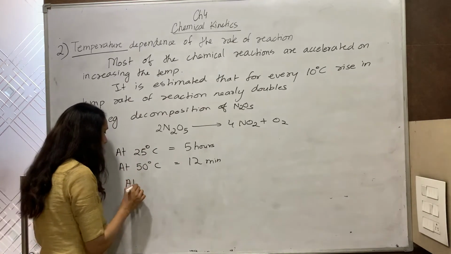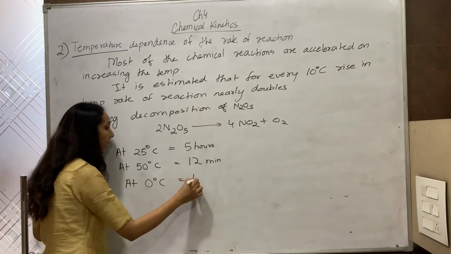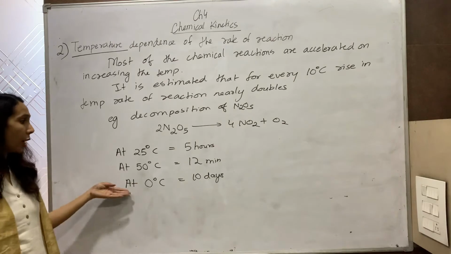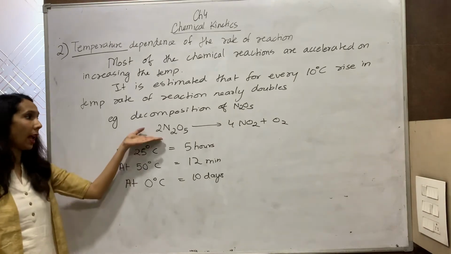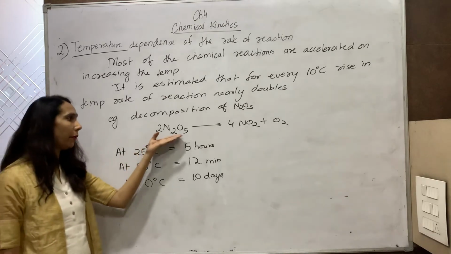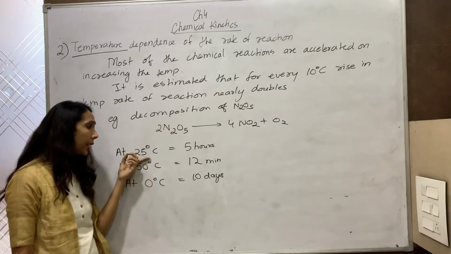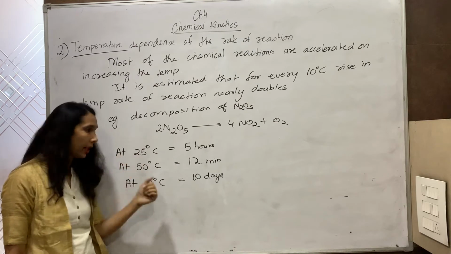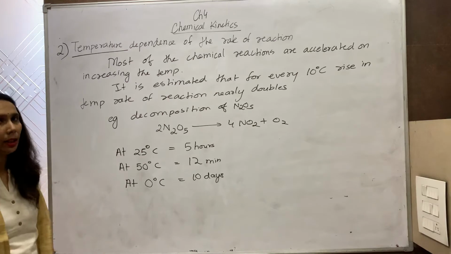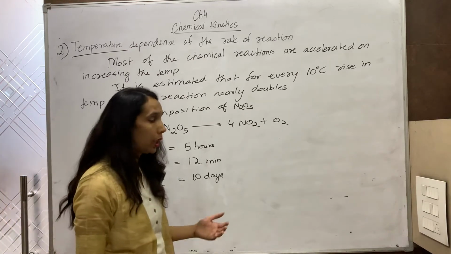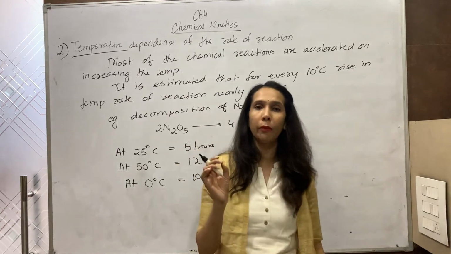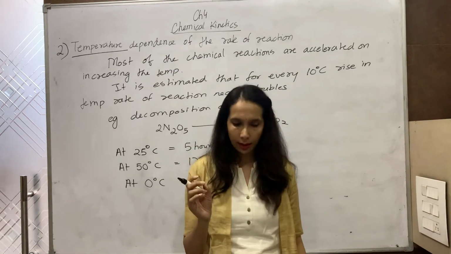Let us compare this also. If it is carried out at 0 degrees centigrade, it will take 10 days. So you can very well imagine the effect of temperature on the rate of reaction. For any concentration of N2O5 to become half, it takes 5 hours at 25 degrees centigrade, 12 minutes at 50, and 10 days at 0 degrees centigrade. Thus we say that for every 10 degrees centigrade rise in temperature, the rate of reaction almost doubles.